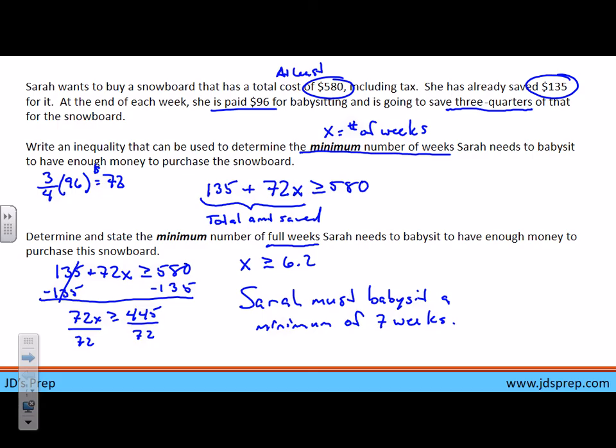You want to be a little bit careful, especially with problems like this, where you end up with a decimal answer, but the problem is asking you for a whole number. When it said the number of full weeks that she needs to babysit, that was your clue that you need to have a whole number as your answer. Since x had to be greater than or equal to 6.2, the next whole number that is greater than or equal to 6.2 is 7. So our answer was 7 weeks.